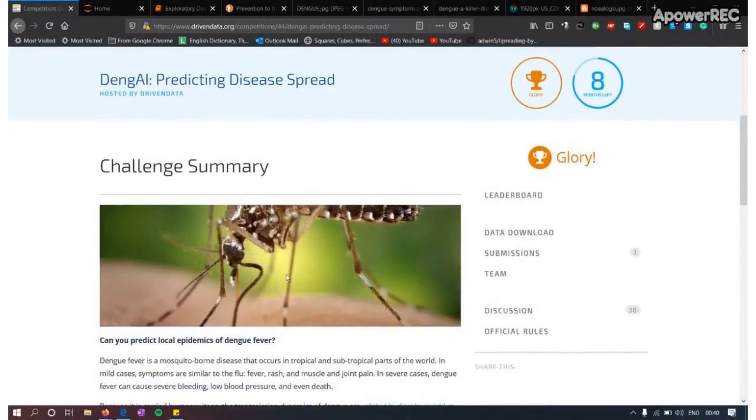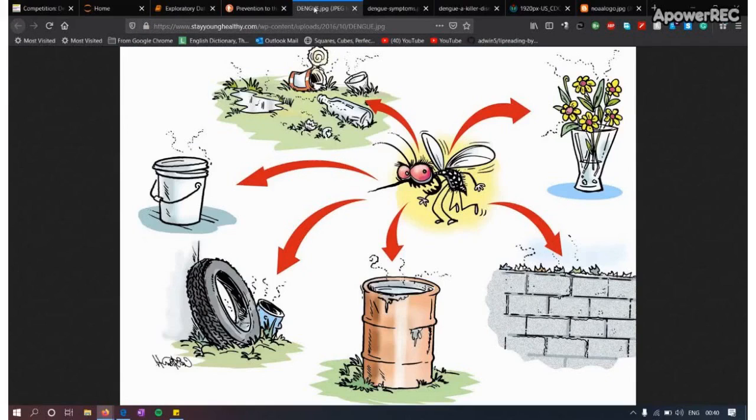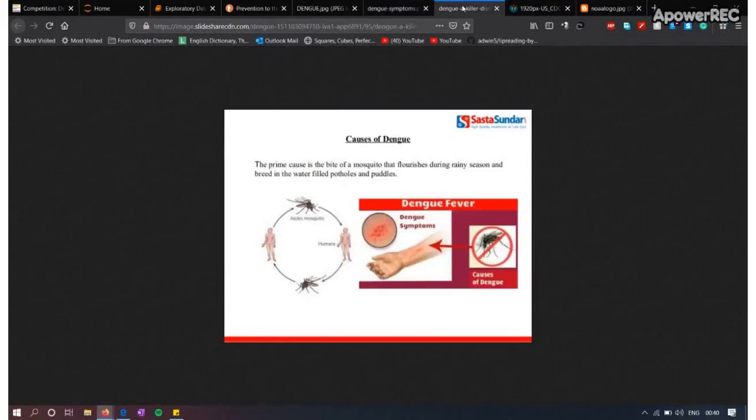Moving on, let's talk about dengue. Dengue fever is a mosquito-borne disease that occurs in tropical and subtropical parts of the world. In mild cases, symptoms are similar to the flu, that are fever, rash, muscle, and joint pain. In severe cases, dengue fever can cause severe bleeding, low blood pressure, and even death.